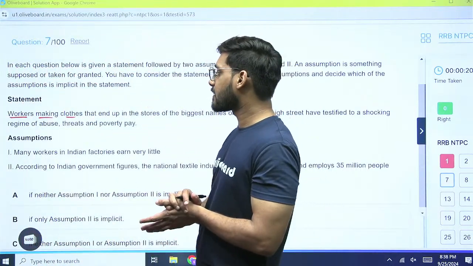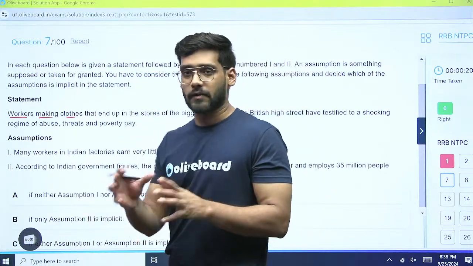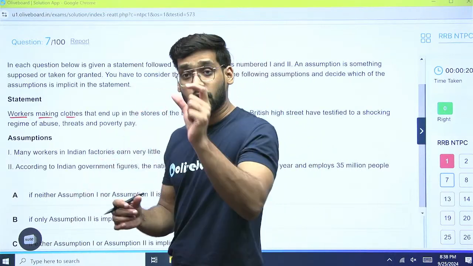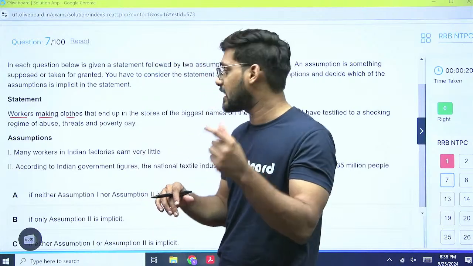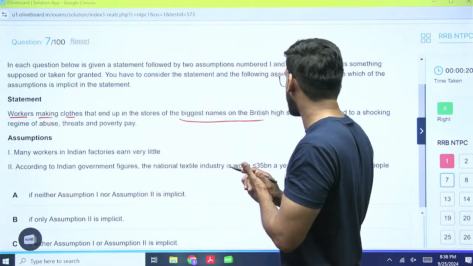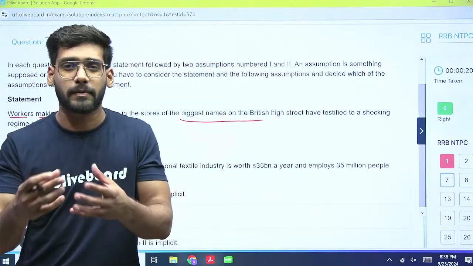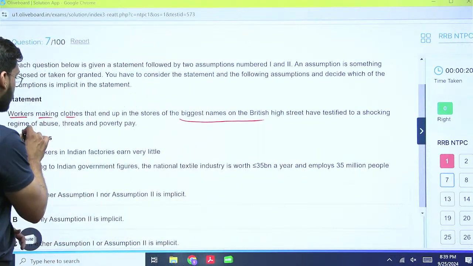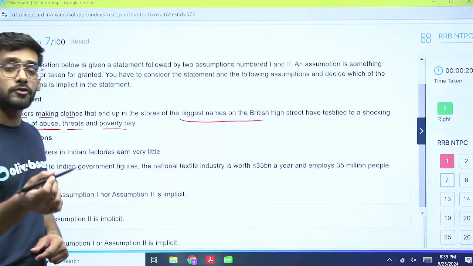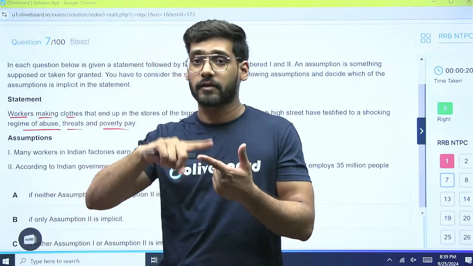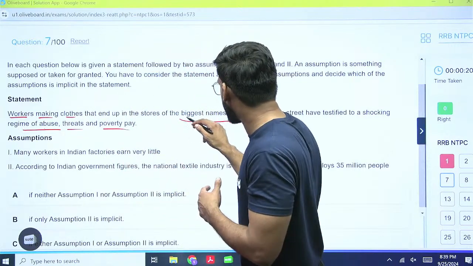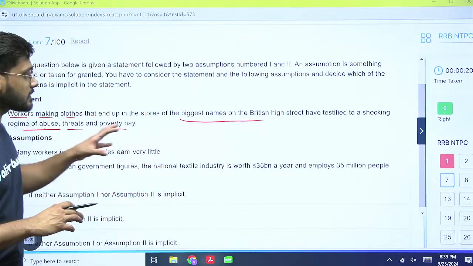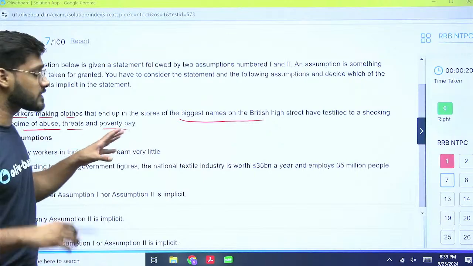Statement is trying to say that the workers who make clothes that end up in the stores of the biggest names on the British High Street, the biggest showrooms, biggest malls you can say, have testified to a shocking regime of abuse, threats, and poverty pay. Those workers have been testified by a shocking regime of abuse that they are facing, right?